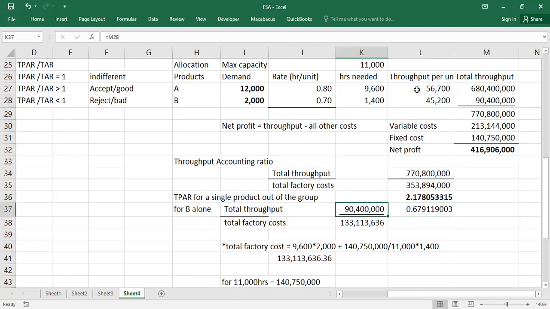So Andrew, again here on total factory costs, I'm saying you put 9,600 times 2,000, which I've understood, but then you added the total fixed costs. But then you divided by 11,000, the hours, times the 1,400. Why?